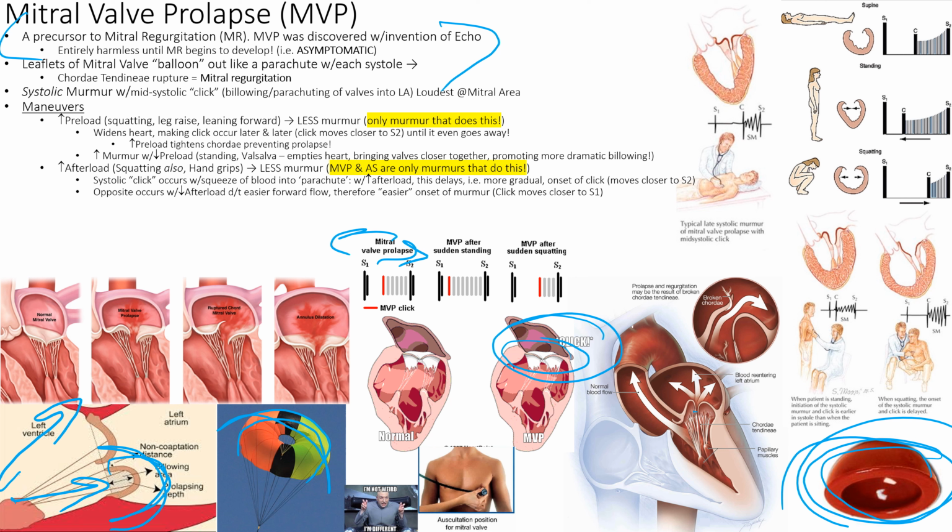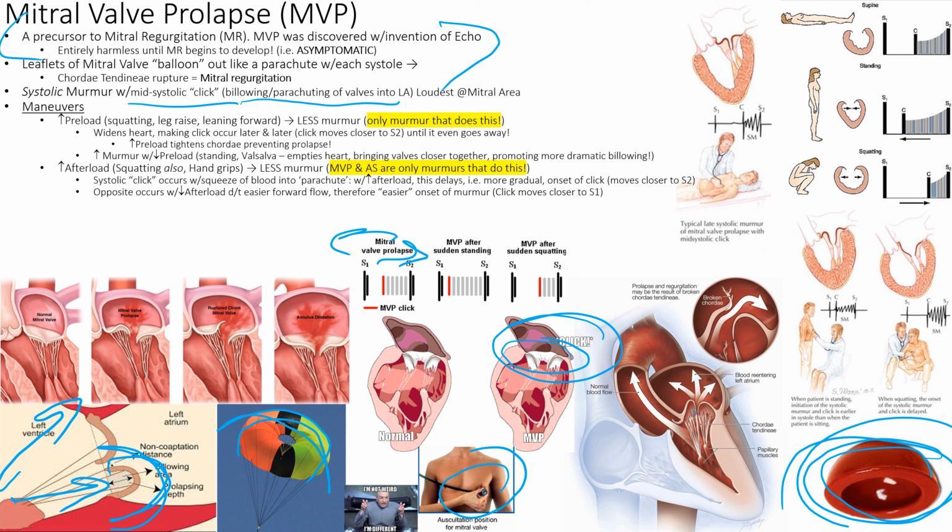Notice it's between S1 and S2, because between S1 and S2 is systole. Okay, so it's a systolic murmur. They call it a mid-systolic click. All right, it's billowing or parachuting of the valves into the left atrium. And where are we going to hear it best? You can hear it at the mitral area, right? So that's the idea behind a mitral valve prolapse.